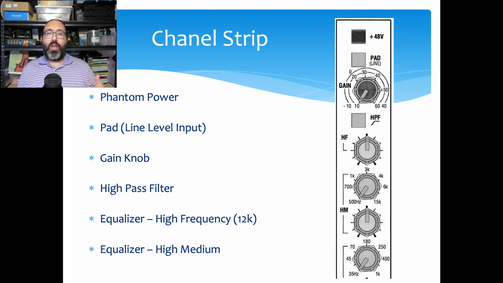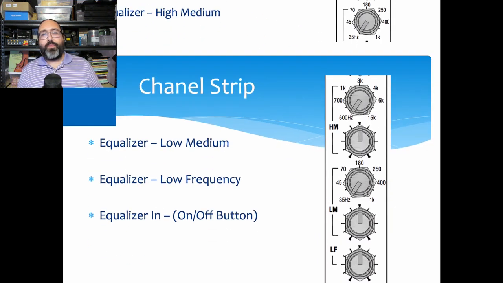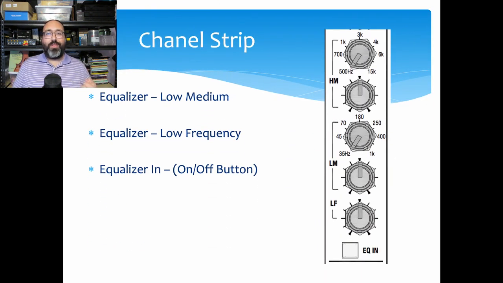Right below that is the high frequency. That is what is at 12K. I apologize, I was reading two screens at the same time. And below that is the high medium equalizer. We'll talk about the equalizers and what they do in a later lecture. Below this is that low medium equalizer, and then we go down to the low frequency equalizer, which, if I remember correctly, is set at, I think it was, 200 hertz.